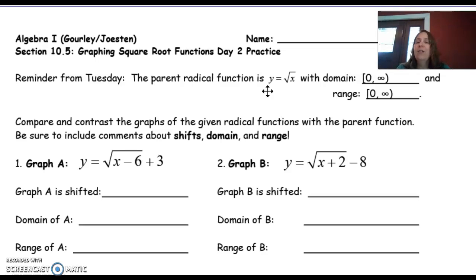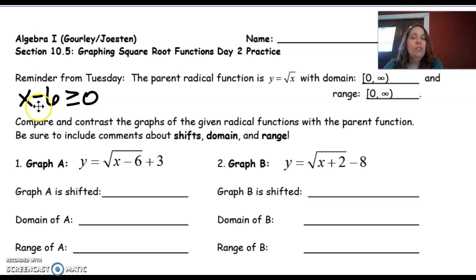So let's take a look at example number 1. Graph A is y equals the square root of x minus 6, plus 3. We have two numbers involved there, and that means we're going to have two different shifts. The 6 is underneath the radical. If we take x minus 6, we're going to say that better be greater than or equal to 0.